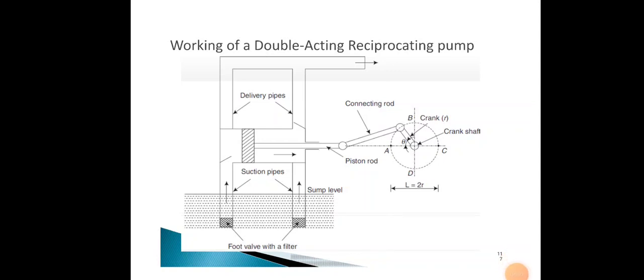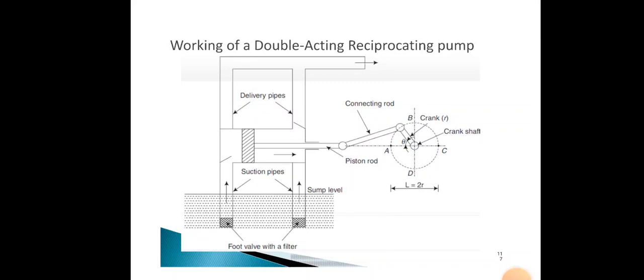When there is a suction stroke on one side of the piston, at the same time there is a delivery stroke on the other side of the piston. Hence, for one complete revolution of the crank, there are two delivery strokes and the water is delivered. Then, the working principle of the double acting reciprocating pump.